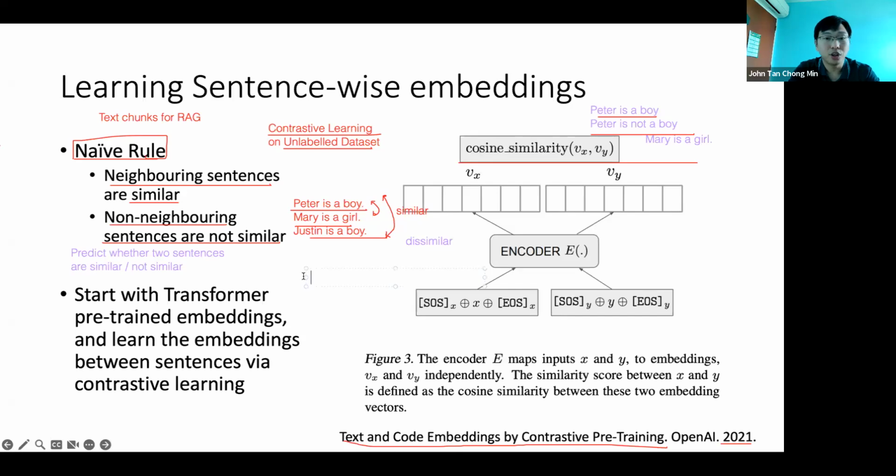So the question I have for you is, why didn't OpenAI do next sentence prediction? Why do we not predict the entire next sentence? I'd like to tickle your minds a bit. Why did OpenAI use contrastive learning to do similar, dissimilar? Why not just predict the next sentence entirely? For example, Peter is a boy. Why not predict entirely Mary is a girl? Any comments or thoughts on this? Why can't we do next sentence prediction directly?